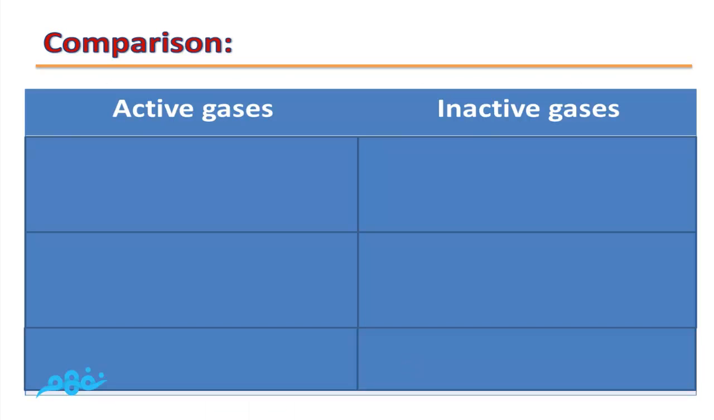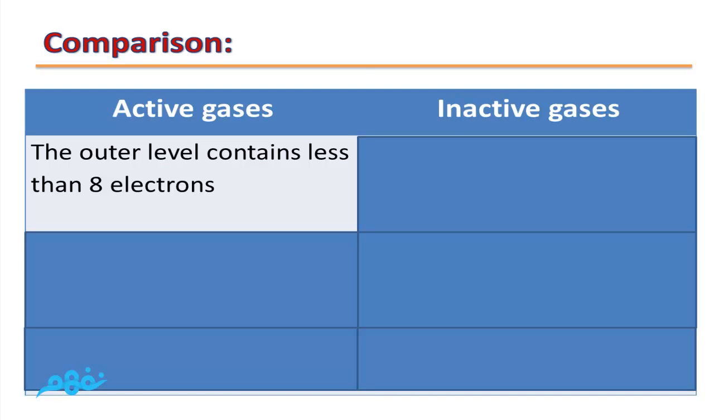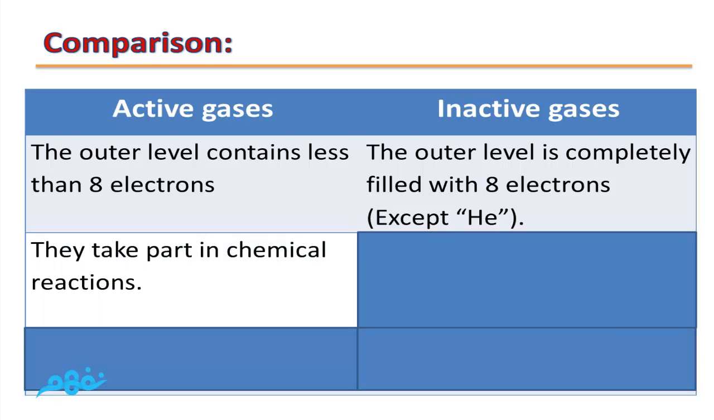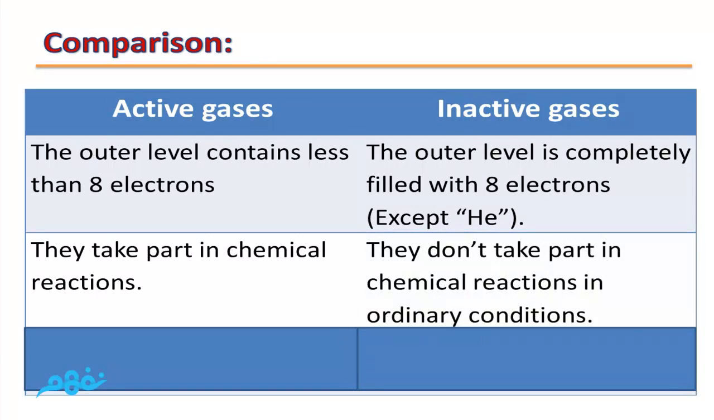Let's compare between active gases and the inactive gases. Active gases, the outer level contains less than 8 electrons, but inactive gases, their outer level is completely filled with 8 electrons except helium, which is filled with 2 electrons because its outermost energy level is K, which is saturated with 2 electrons only. Active gases take part in chemical reactions, but inactive gases don't take part in chemical reactions in ordinary conditions.